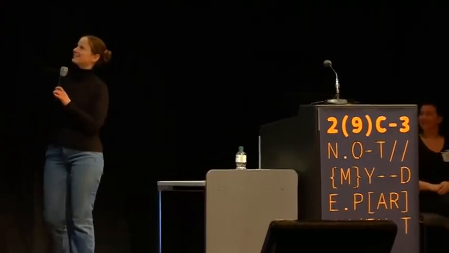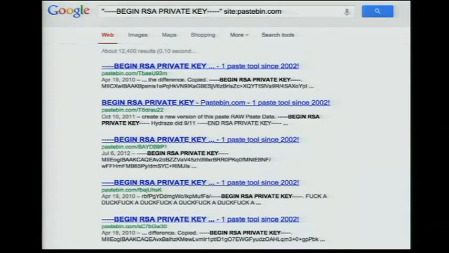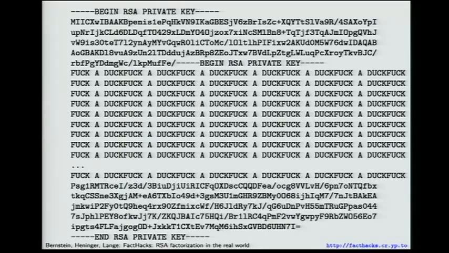So, here are some keys. Except if you look at these carefully, not all of these are obviously RSA keys. There are some problems here, like the second to last one on the bottom. After doing this search, we found this key, and someone seems to have pasted a private key into Pastebin, and someone came along and interrupted part of it with some profanity.